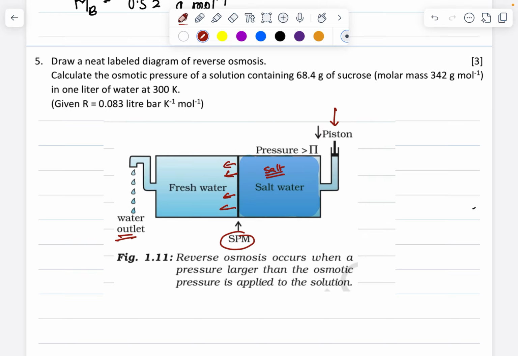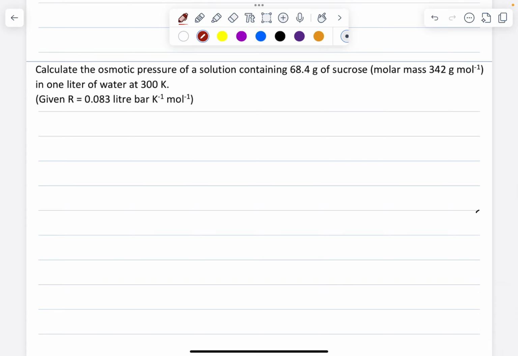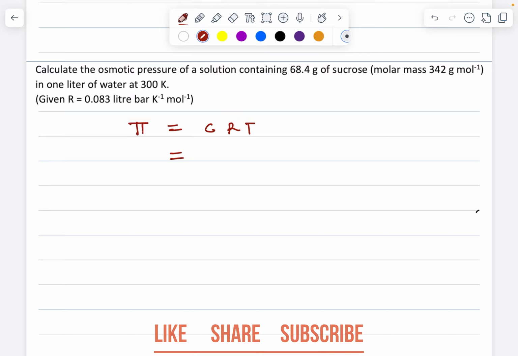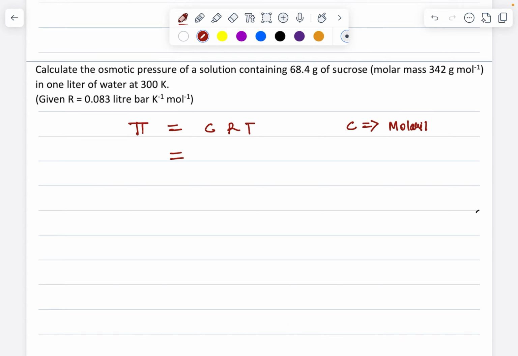Calculate the osmotic pressure. There is a question about finding the osmotic pressure of a solution: calculate the osmotic pressure of a solution containing 68.4 gram of sucrose in 1 liter of water. So the osmotic pressure formula we have just solved in one question: pi is equal to CRT. This is the formula. Concentration, how will we find it? C represents molarity. So what is molarity equal to? Molarity is equal to number of moles of solute. Number of moles of solute is given weight, that is 68.4.